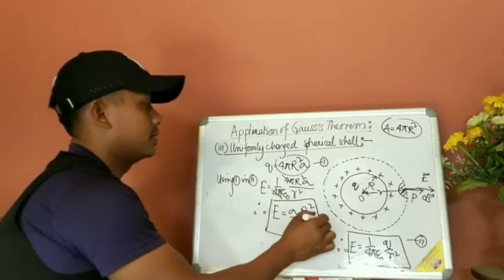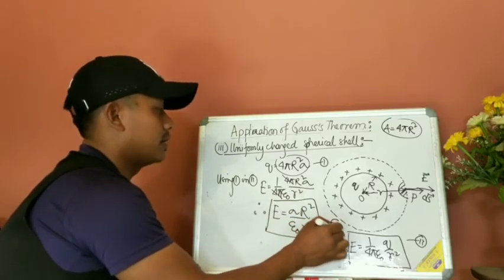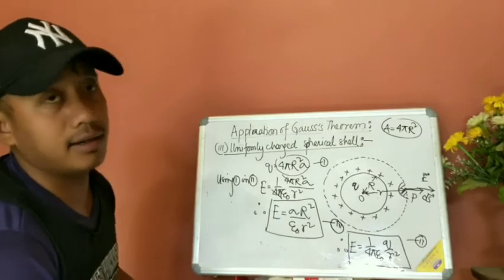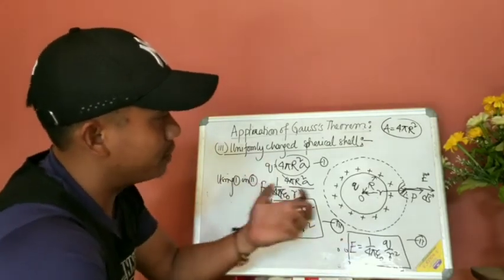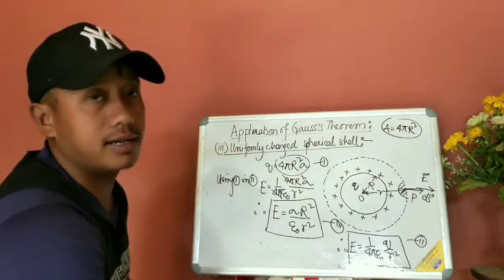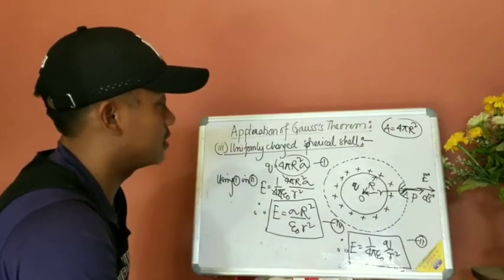So this is equation number 3. So these two are the expressions of the electric field when the point P lies outside the cell. This is the first condition.